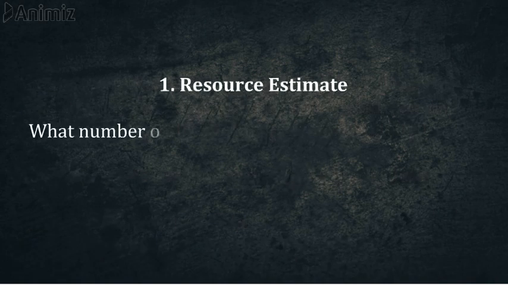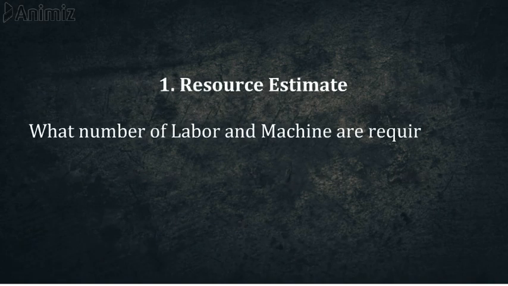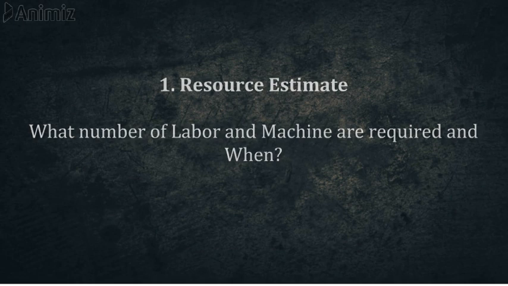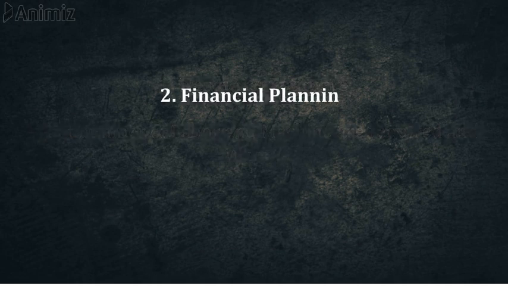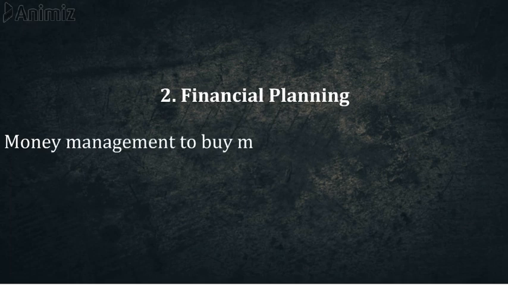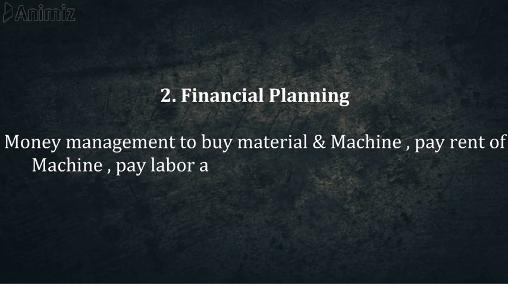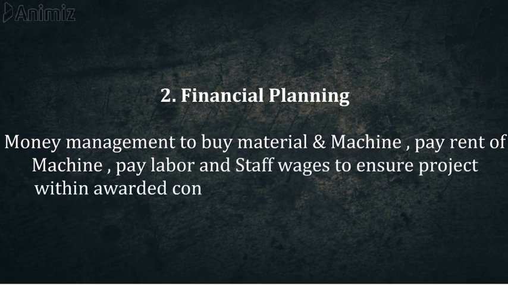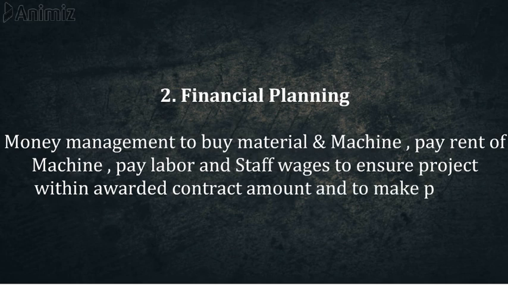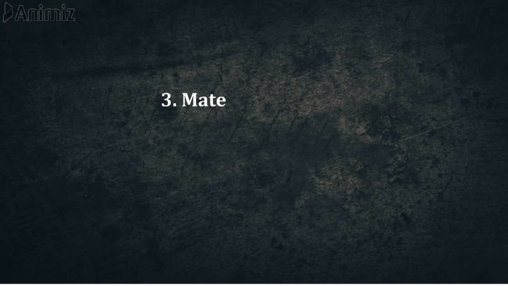Now how do we do the resource estimate? That is, what number of labor and machines are required and when are these required. This we can derive from the prepared schedule. We can do the financial planning. Once we know the schedule, we can do the money management to buy material and machine, to pay the rent of the machine, to pay labor and staff wages, to ensure the project stays within the awarded contract amount, and to make profit.